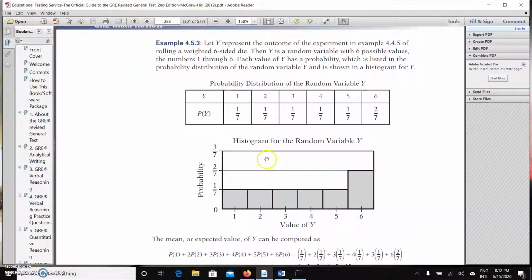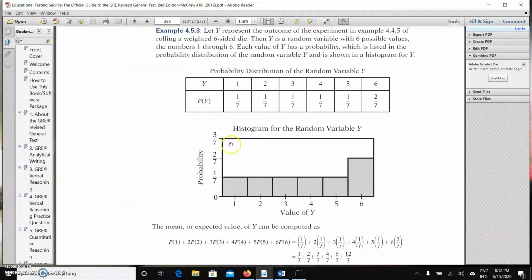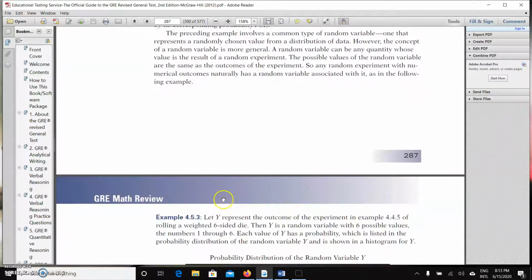You can even represent it on a histogram like this. If you plot 1/7 like that, 1/7, plot them like that, it's only this last one that has 2/7. So the mean, or the expected value of Y, can also be computed as this: probability of 1 plus probability of 2, and so on, like the mean we've been talking about. I calculated the mean for you here. You multiply each variable by its probability. So that's the same thing they did there.